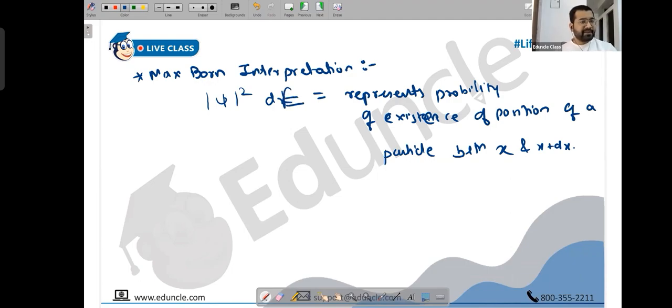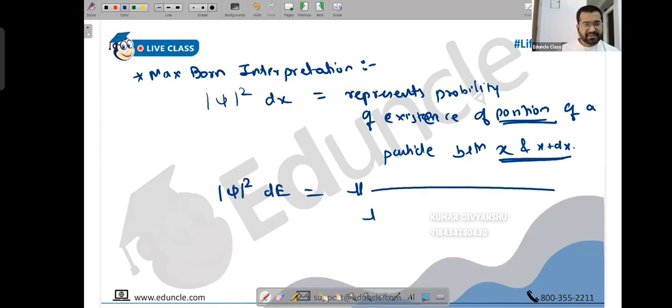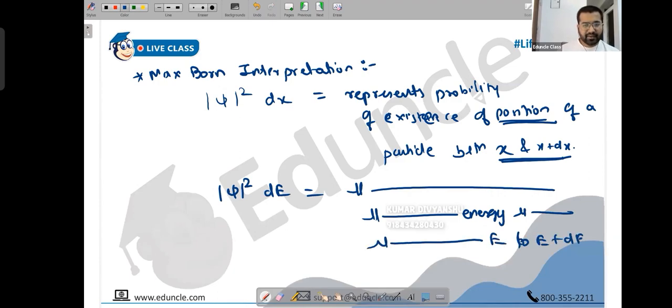Suppose if you write dE, then that represents the probability of existence of energy of a particle between E and E plus dE. If you write dp, then it is the probability of existence of momentum of a particle between p and p plus dp. Understood? So basically, whenever you write mod psi square dx, it's the probability of existence of the respective thing of a particle between the respective limits. So you can write mod psi square dE. That would be the probability of existence of energy of a particle between E and E plus dE. Here also x to x plus dx. Okay. Make a note.